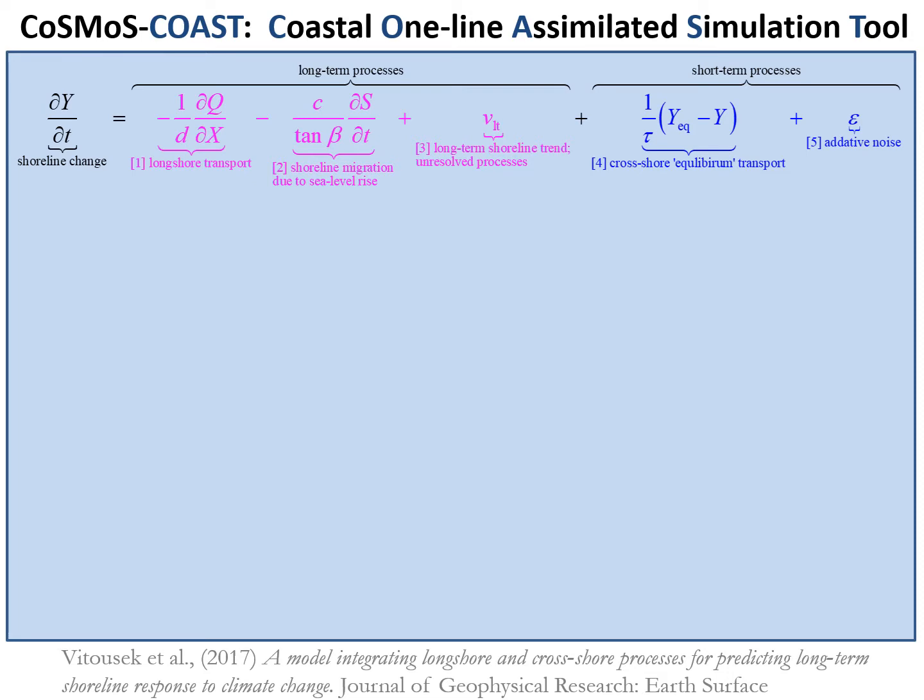So to do this, we're using a model that we developed called CoSMoS-COAST. This model simulates the evolution of the shoreline Y as a combination of different processes. Some of them are long-term, like longshore transport, shoreline recession due to sea level rise, and other long-term residual effects like fluvial inputs or sediment supply. And there are other short-term processes like the cross-shore shoreline response due to waves, which we'll talk a lot about from here on out.